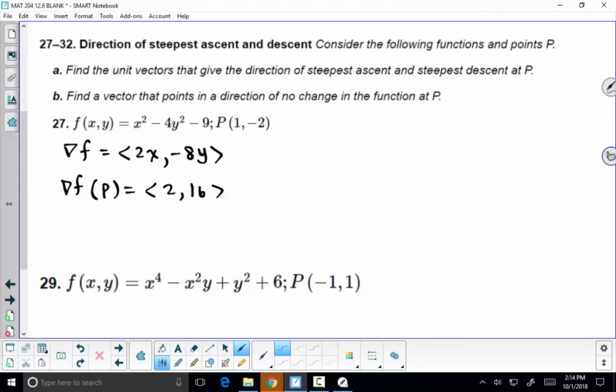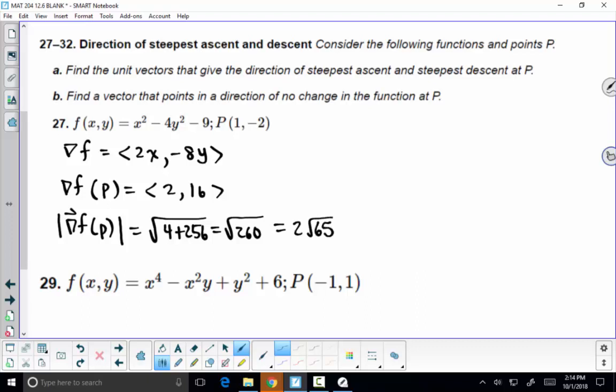Then we take the magnitude. Find the magnitude. That will give us the maximum rate of change. What's that? 4 plus 256, which is the square root of 260. That's divisible by 4 because 60 is. So what is that? 4, so it's going to be 2 square root of 65. Okay, so that's our maximum rate of change.